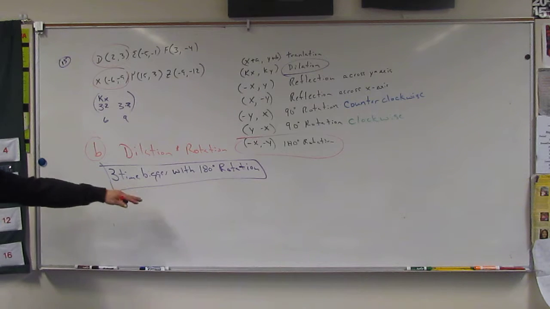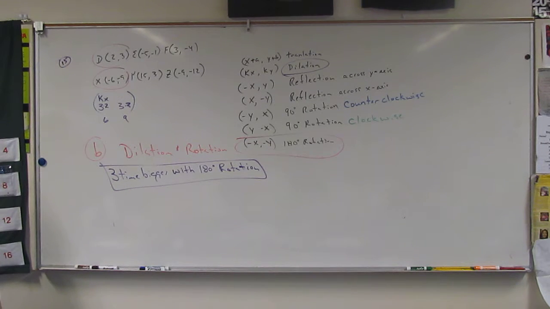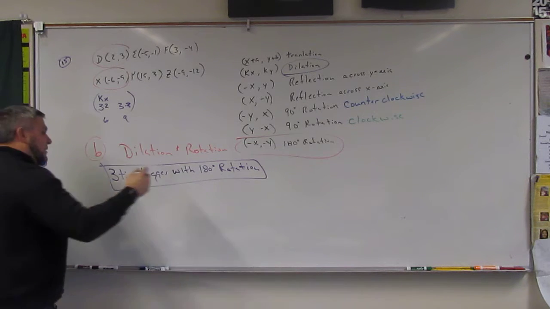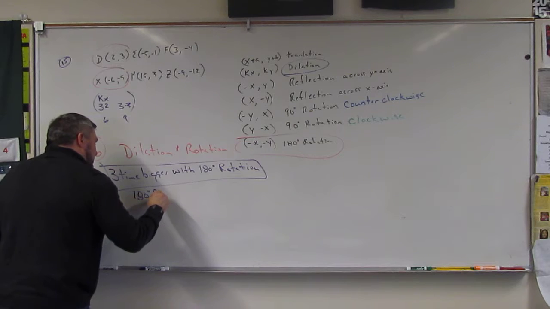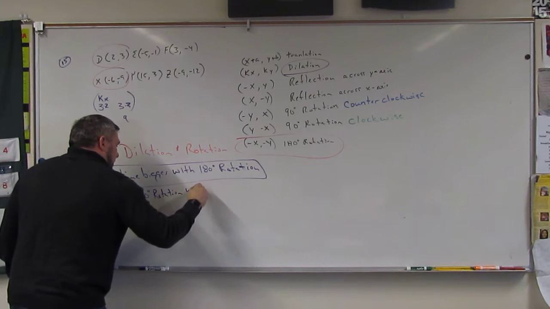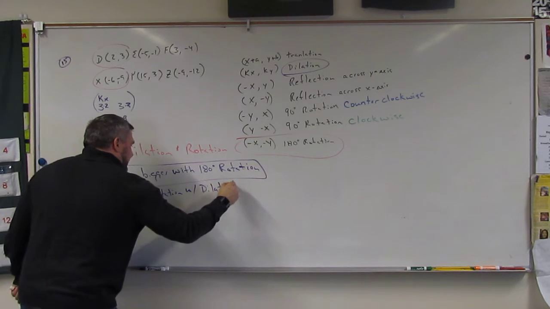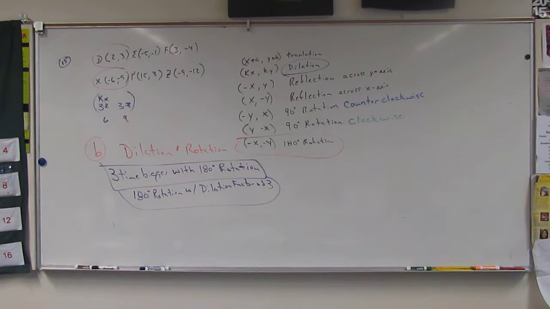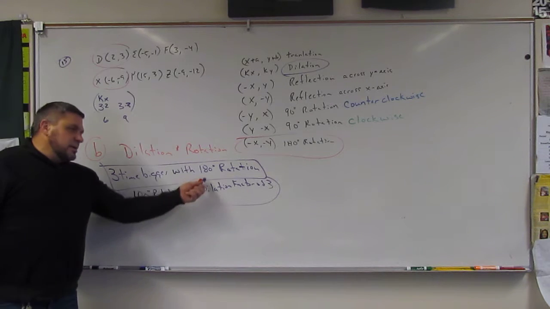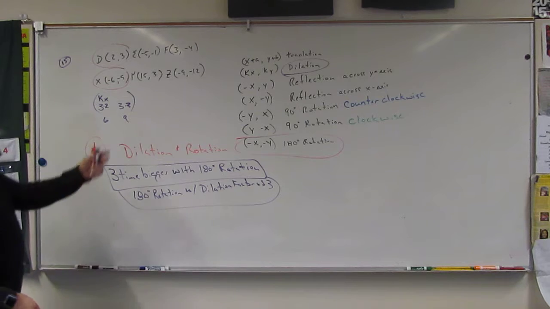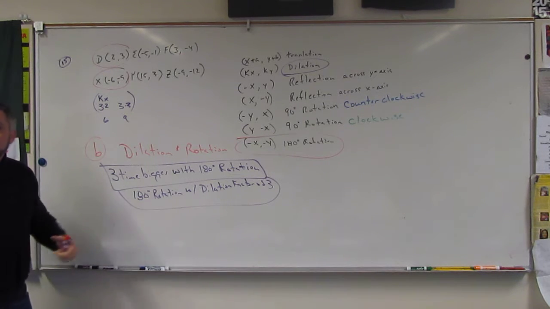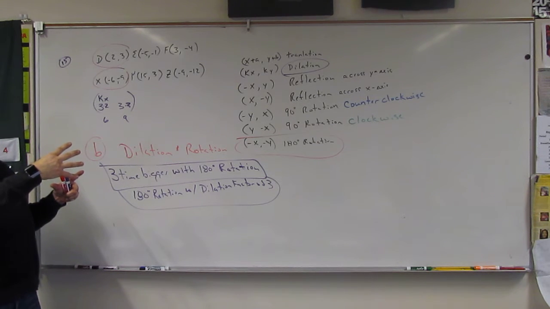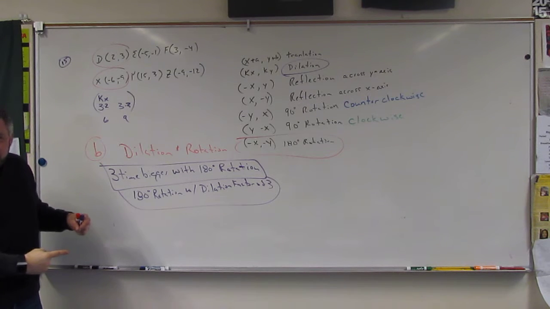Now you could say it had a 180 degree rotation with a dilation of 3 times bigger. A dilation factor of 3. Okay? So either way, 180 degree rotation with a dilation factor of 3. Both of these work. Okay? You're dilating it 3 times bigger and you're rotating it 180 degrees. So the shape, this triangle, because it's 3 points, right? So we know it's a triangle, is going to get 3 times bigger and rotate 180 degrees.